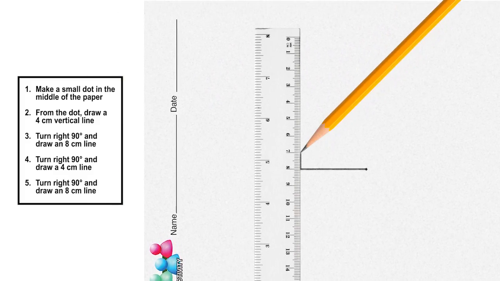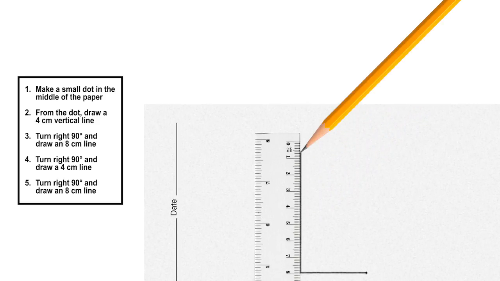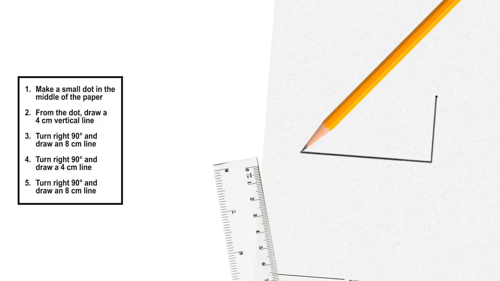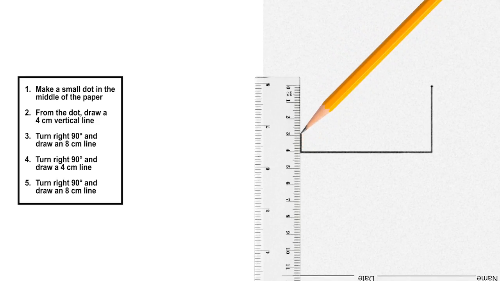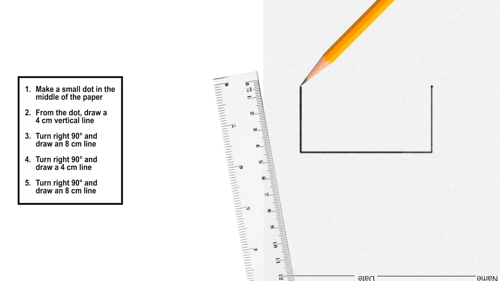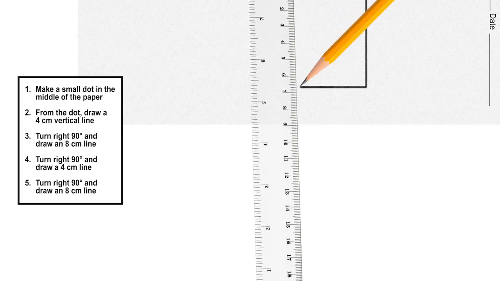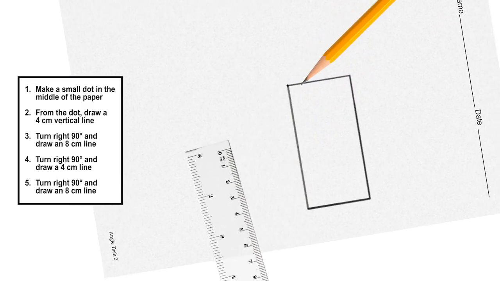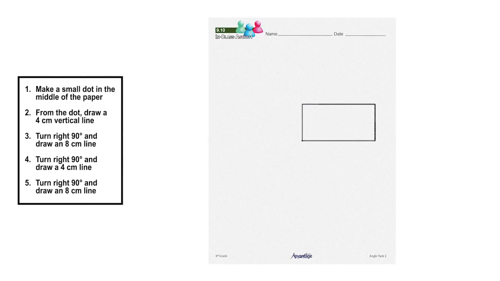Now draw another line segment measuring 8 centimeters long. From the end point of this line, turn the paper another 90 degrees. Now draw another line segment that is 4 centimeters long. From the end point of this line, turn the paper another 90 degrees. Draw another line segment that is 8 centimeters long. What is the mystery shape you've drawn?